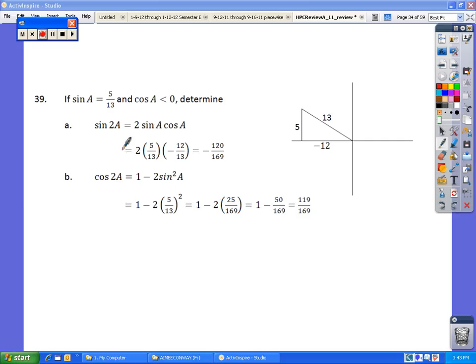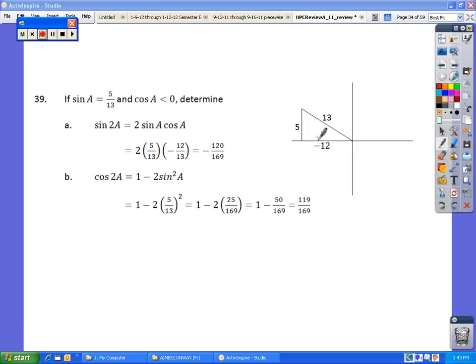Alright, so for 39, if sine of A equals 5/13 and cosine of A is less than 0. So we have to look at the information that's given, and notice 5/13 is not a common ratio that we know. So this one we cannot use our unit circle. We're actually going to have to set up a triangle.